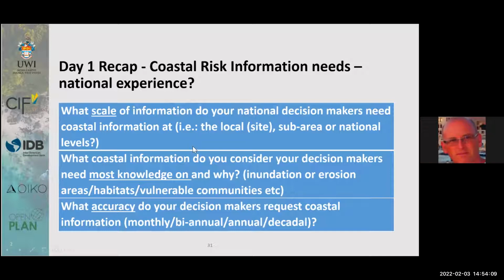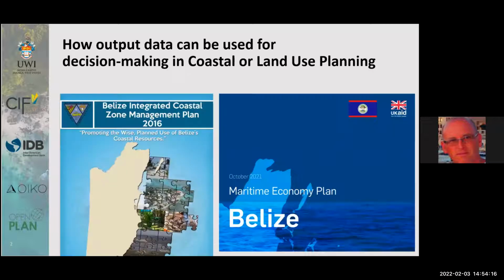All right. Don't worry. Yeah, so the next few slides are going to give you an idea of what has been used in the past. I'm going to use two examples, one from Belize and one from the Bahamas. Now, Belize was at the forefront alongside Barbados on setting up ICZM planning in the region. And in 2016, they'd set up their ICZM plan. And interestingly, this is being updated as we speak.